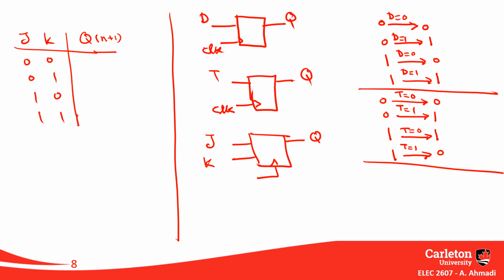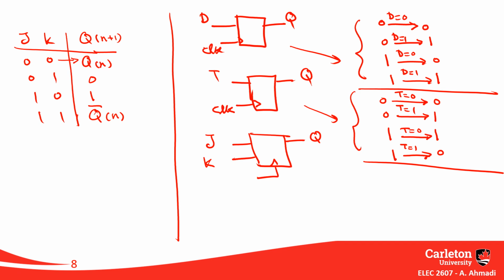My next state will be the same as previous state if I have 0 0. My next state will be 0 if I have 0 1, and 1 0 will give me 1 at next state, and 1 1 toggles my current state. Now, I'm going to ask the same question as I did for D flip-flop and T flip-flop, for JK flip-flop. Think about this.